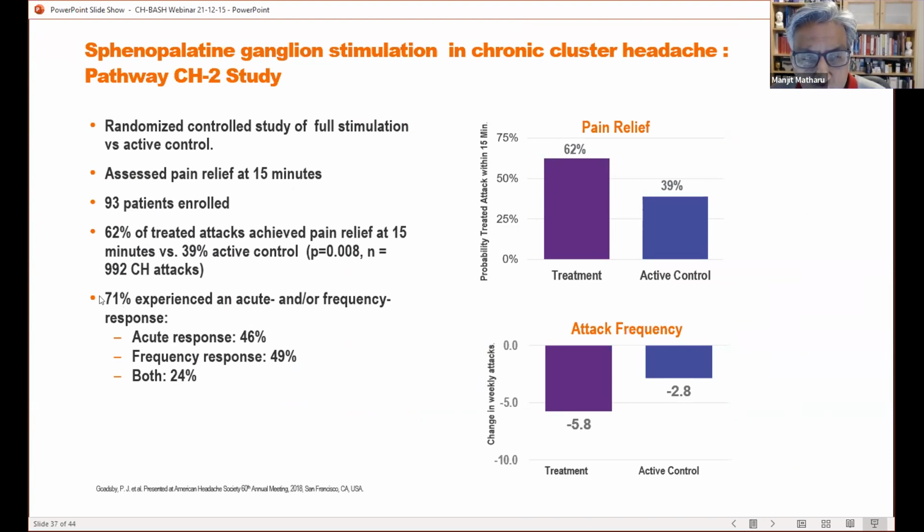But overall, 71% of the patients reported that it was beneficial, not only as an acute, but often even as a preventive treatment. And when you break down the figures, 46% of the patients had acute relief only, 24% had both acute and preventive effect, and 49% had a preventive effect.